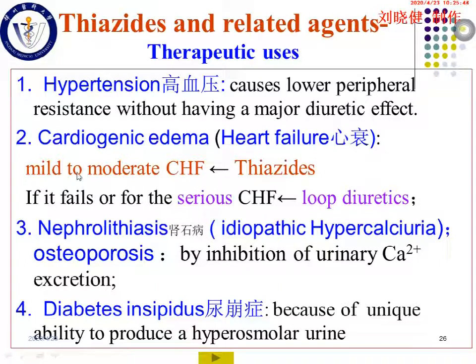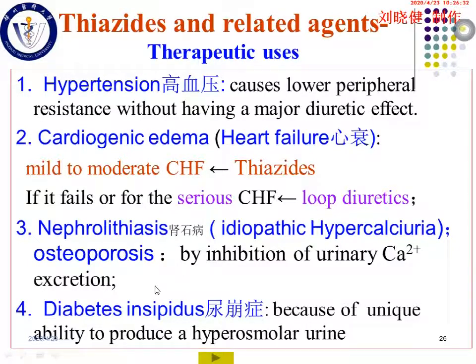Because of diuretic effects, this drug is also used to treat cardiogenic edema caused by chronic heart failure. Patients with heart failure usually have edema, and the mild and lasting diuretic effects of Diuretics are really helpful to improve it, but only in mild to moderate congestive heart failure. If the heart failure is very serious and even Diuretics fails, you had better choose loop diuretics.